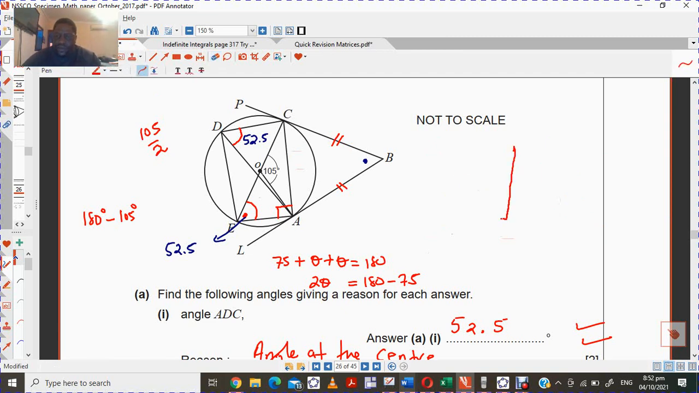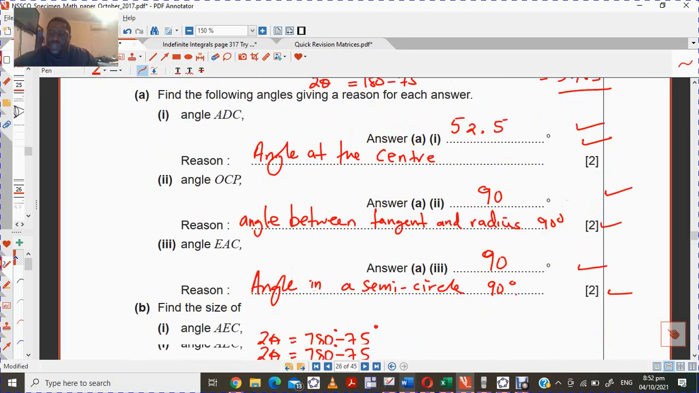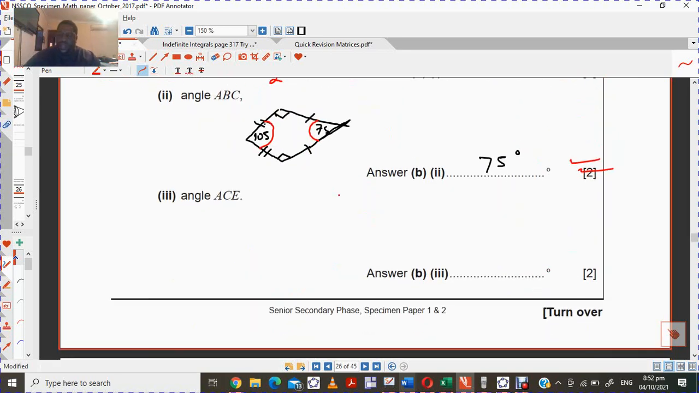Triangle ACE. So that's 90 degrees there. This is 52.5 degrees here. So this is the angle that we are supposed to calculate. You can calculate that angle, ACE, by simply saying 90 degrees minus 52.5 degrees. There are so many ways you can actually find this angle. Know that whatever this angle is, plus this angle here, plus the 90 here, should give you 180. So 37.5 is the answer to that particular question.